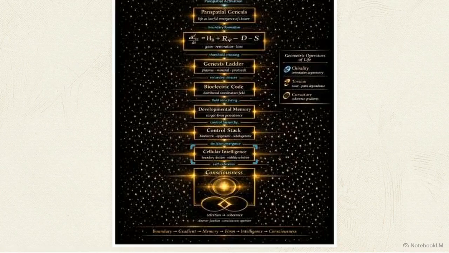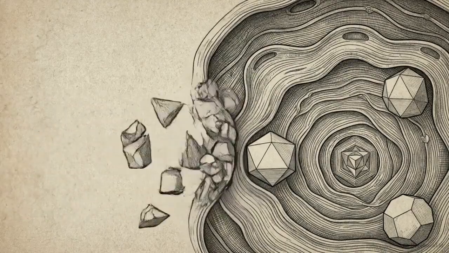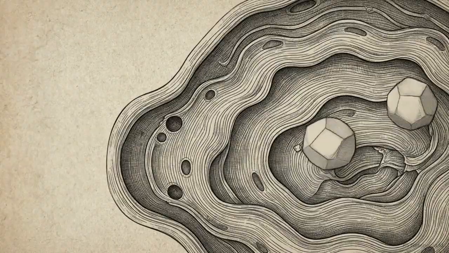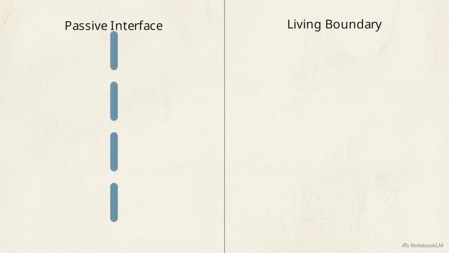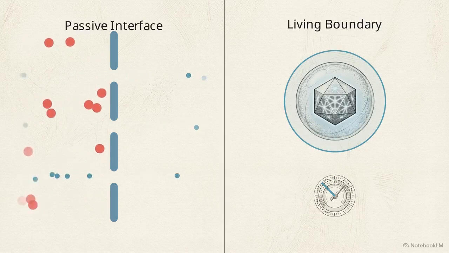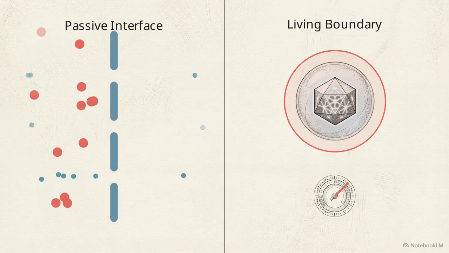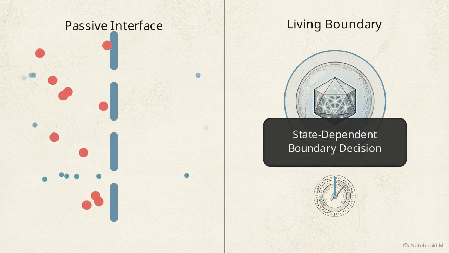This geometric scaling extends from physical form into decision-making systems. At the microscopic level, we find cellular intelligence, the capacity to interpret external gradients and adaptively filter them to maintain its own coherence. A passive interface blocks or transmits inputs based on fixed porosity. A living boundary alters its permeability based on signaling history, energetic demands, and repair priorities. This constitutes a state-dependent boundary decision.